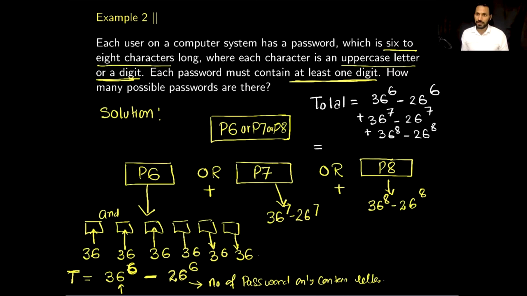This will be a very large number if you calculate, and you can calculate by using your computer or a calculator. I have calculated this number, and it is 26848306330. So this many passwords you can create, which are either 6 characters long, 7 characters long, or 8 characters long, and each password must contain at least one digit.